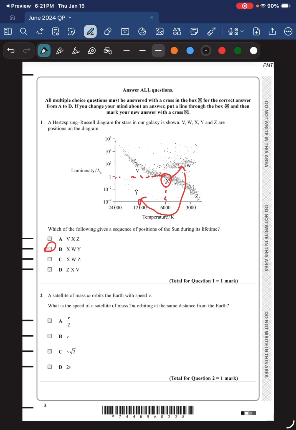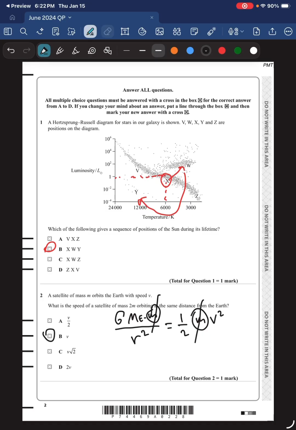Okay, question 2. A satellite of mass m orbits the Earth with speed v. Okay, what is the speed of a satellite of mass 2m at the same distance from the Earth? And the answer is kind of simple. It's B, right? It's the same. Why? Because the centripetal force is provided by the gravitational attraction, Newton's law, which is given by G times the mass of the Earth times the mass of the object over r squared, and this should be equal to the kinetic energy of the object, which is 1/2 mv squared. And m cancels, right?